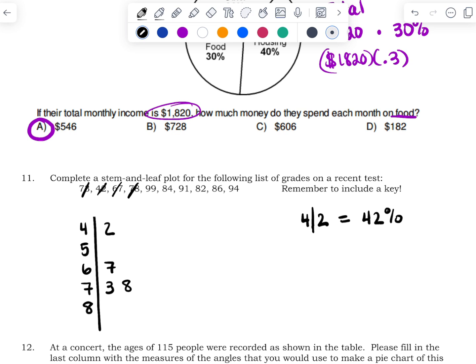Then we have some scores in the 80s. We have an 82, an 84, and an 86. Remember you want to write the scores in order. And then our last scores in the 90s are a 91, a 94, and a 99. Remember this is the key, and this part over here is the actual stem and leaf plot.